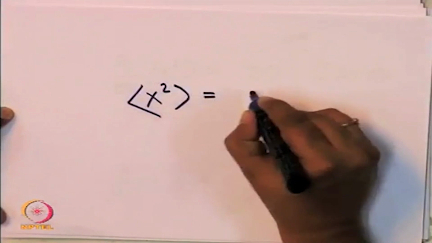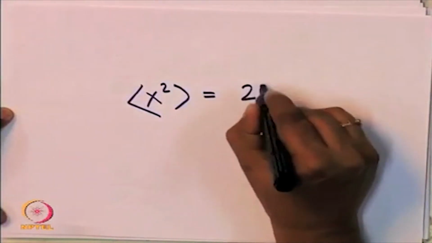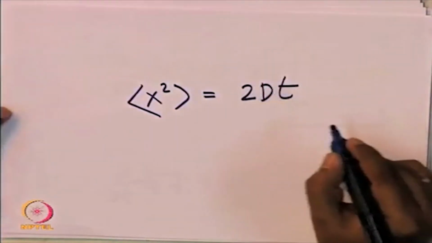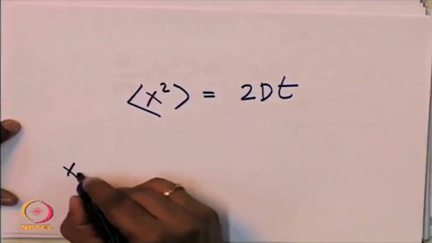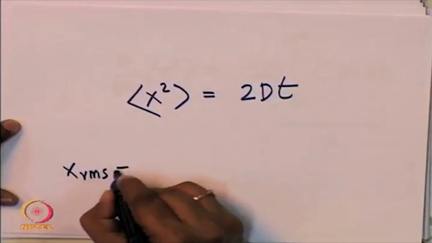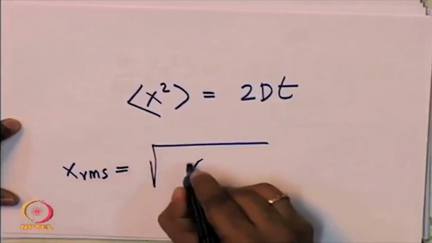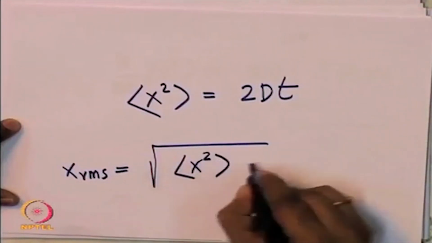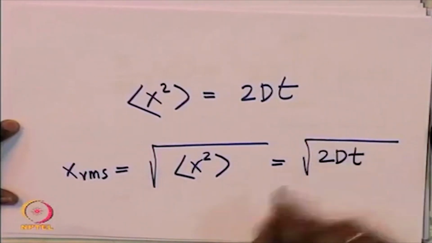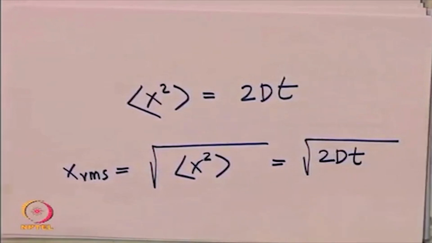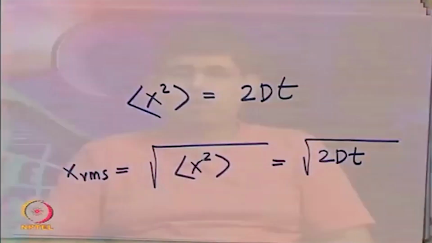So, what did we get? We got x square average is 2dt. We can say x RMS is square root of x square average, which is square root of 2dt. What does this tell you? This has a lot of significance, so let us think for a minute about the significance of this result.